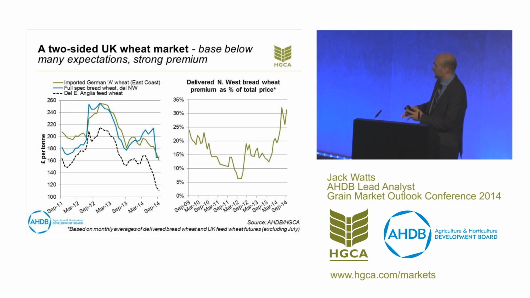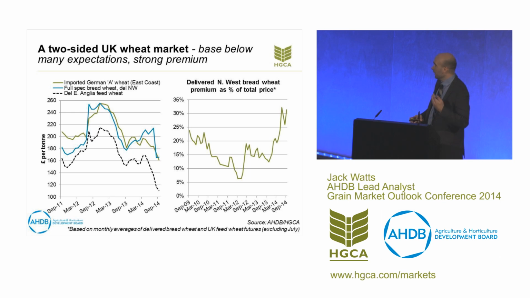Let's consider what the price implications of this have been. And again, just as we've seen in the global market, we have this huge spectrum of wheat prices. And this is not a year to be generic about the domestic wheat market, just as it is on the global scale. The broken line at the bottom is the delivered feed wheat price into East Anglia, which has fallen probably below most people's expectations. The solid lines at the top are the benchmark Northwest bread wheat price and the imported German A wheat price. So you can see that huge spectrum in premiums.